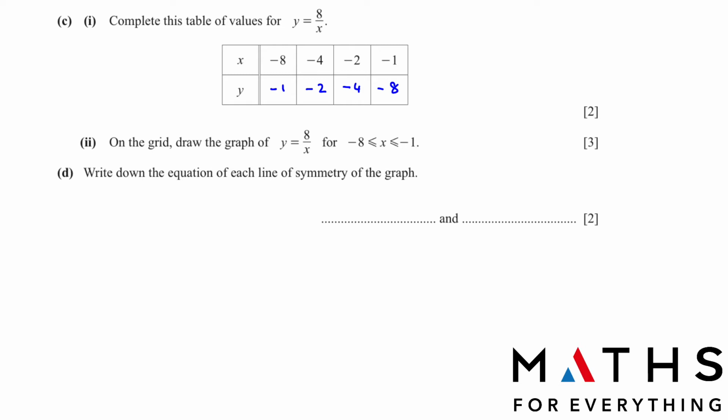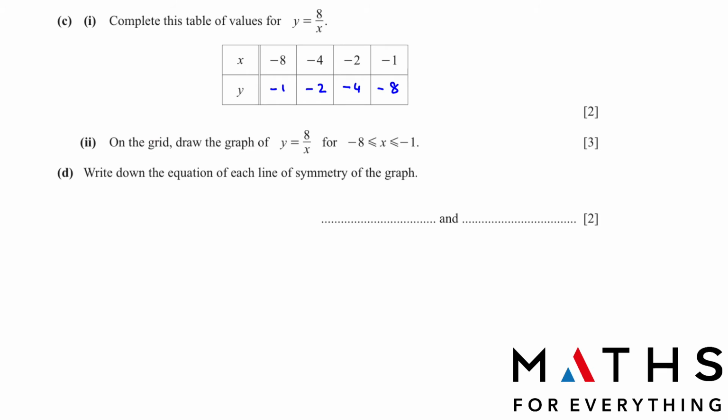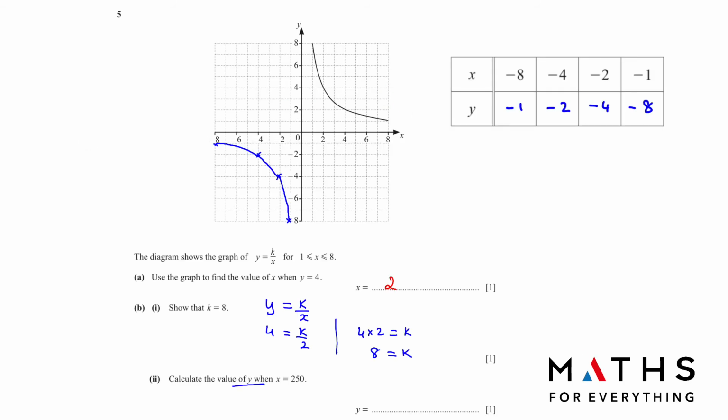Next, we have to write down the equation of each line of symmetry of the graph. There are two lines of symmetry. You can see that. It's given here in the question. From that we know there are two lines. One line is when you will draw from here. You will have two. Symmetric means both the sides are same. And this line is y is equal to x. The other line that we can draw where they are symmetric is this one.